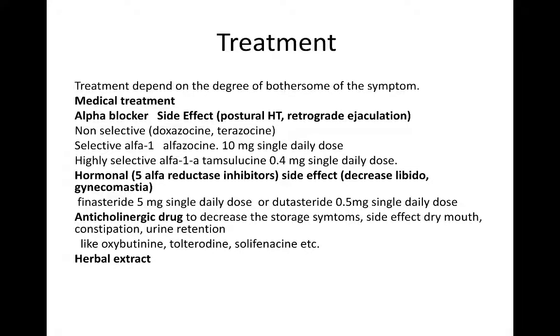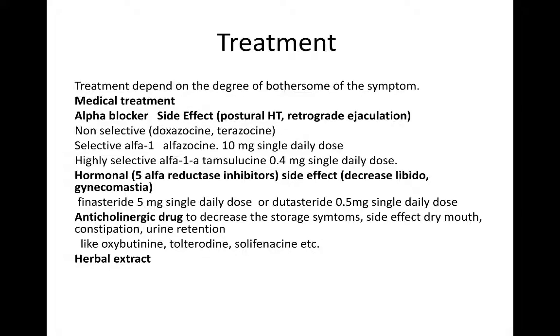Hormonal treatment. We are still in the medical treatment: alpha blocker and hormonal treatment. For hormonal treatment, we use 5-alpha reductase inhibitors. 5-alpha reductase is the enzyme used to convert testosterone into dihydrotestosterone, and dihydrotestosterone is the active form of testosterone. It's about 10 times more active than testosterone, and it is responsible for the enlargement of the prostate.